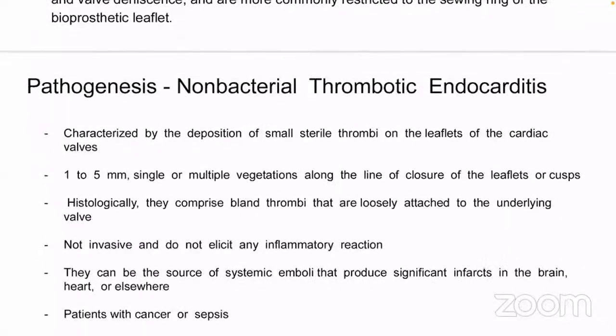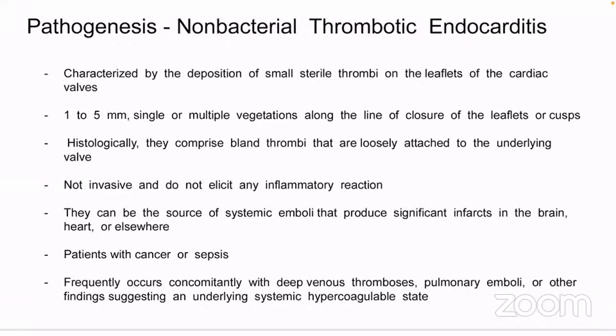Next, going to non-bacterial thrombotic endocarditis, it is characterized by deposition of small sterile thrombi on the leaflets of the cardiac valves, usually 1 to 5 millimeters, single or multiple vegetations along the line of closure of the leaflets or crust. Histologically, they comprise bland thrombi that are loosely attached to the underlying valve. They are not invasive and do not elicit any inflammatory reaction. They can be the source of systemic emboli that produce significant infarcts in the brain and heart or elsewhere. Usually seen in patients with cancer or sepsis, it frequently occurs concomitantly with deep vein thrombosis, pulmonary embolism, or other findings suggesting an underlying systemic hypercoagulable state.